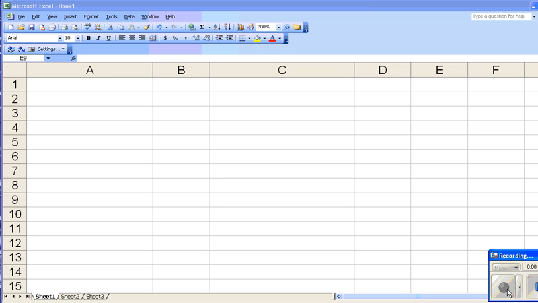Hello. Today we are going to learn how to prepare a balance sheet. What is a balance sheet?